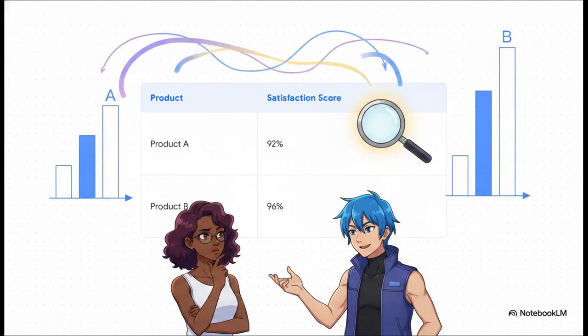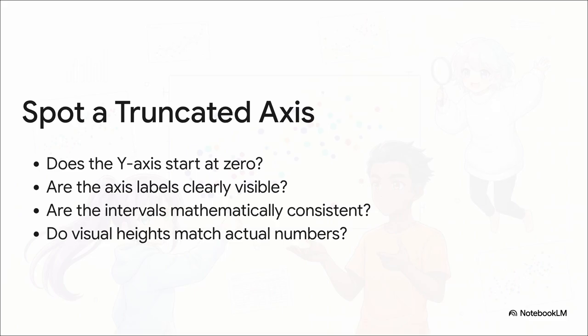They're both highly rated. But imagine if you plotted this on a bar chart, and instead of starting the vertical y-axis at 0, you started it way up at 90%. Suddenly, Product B's bar would look several times taller than Product A's. A mere 4% difference is visually exaggerated to look like an absolute landslide victory. This is what we call a truncated y-axis, and it's a very classic trick used to make data look incredibly misleading.